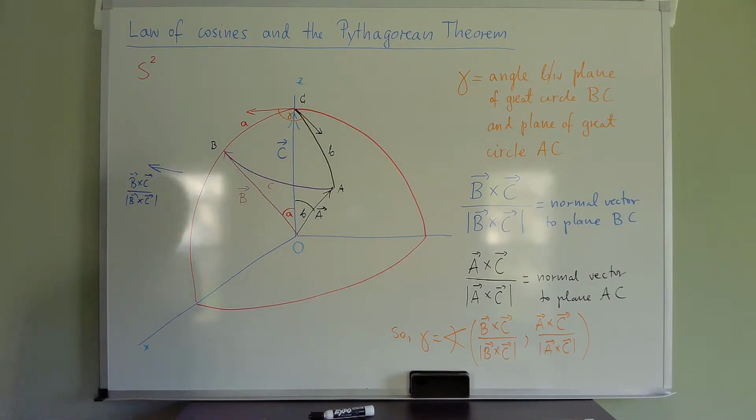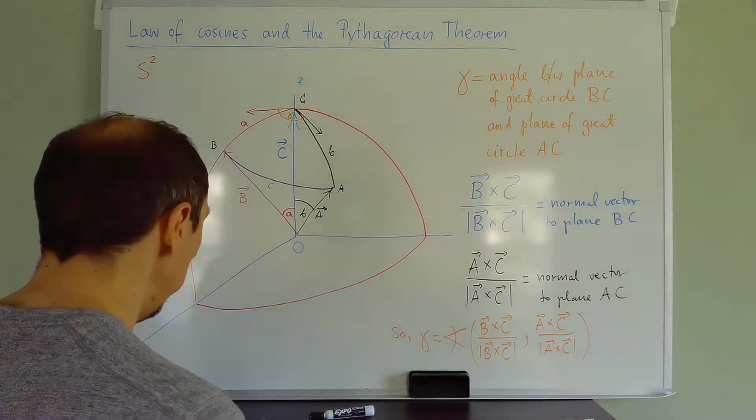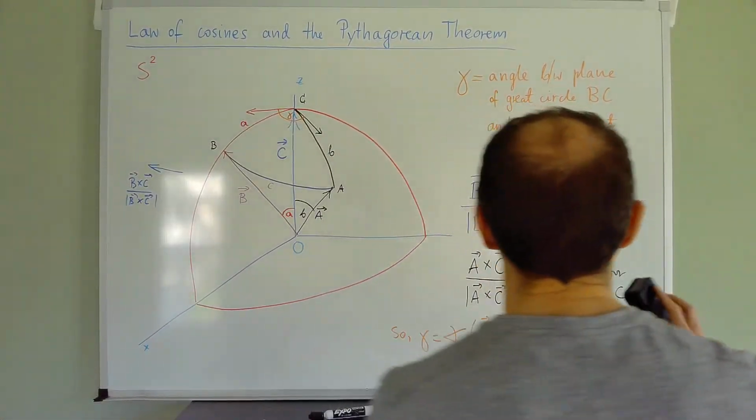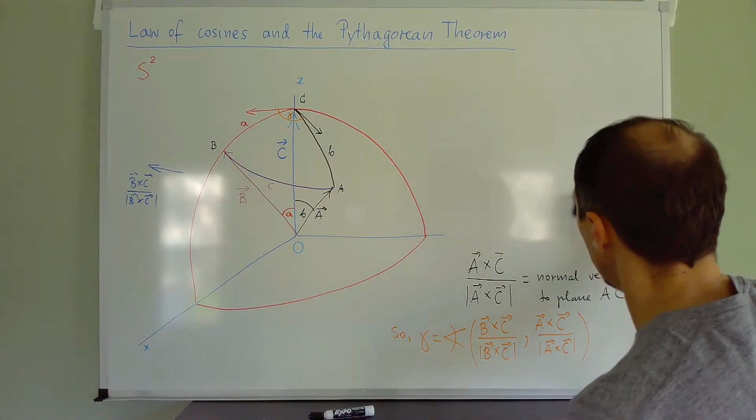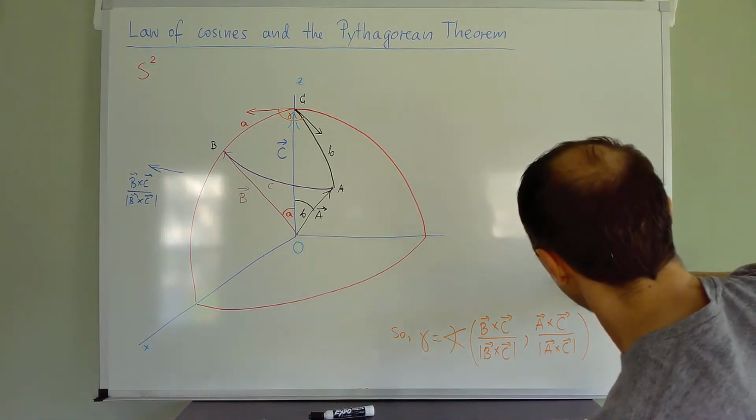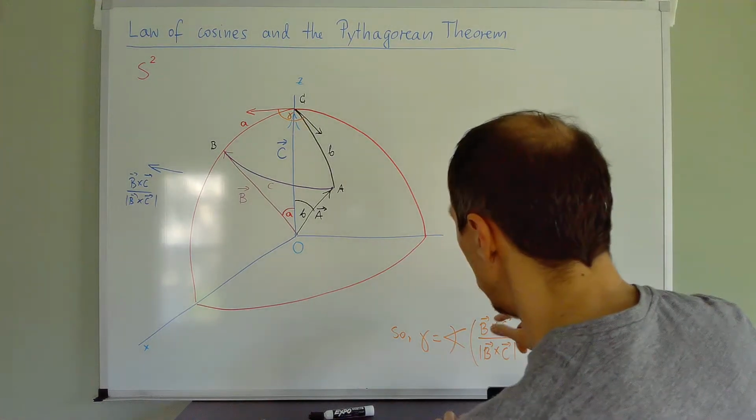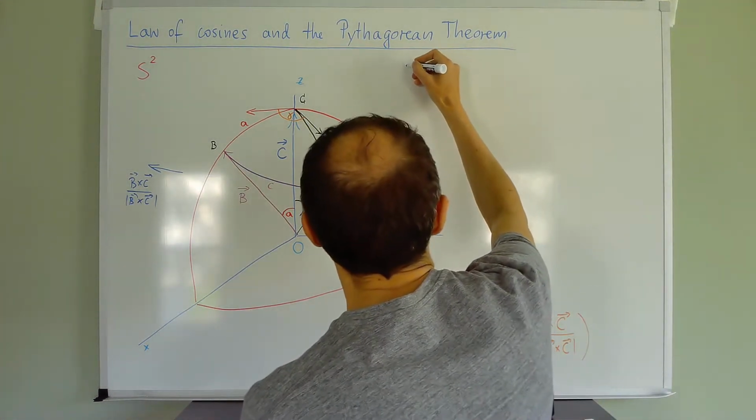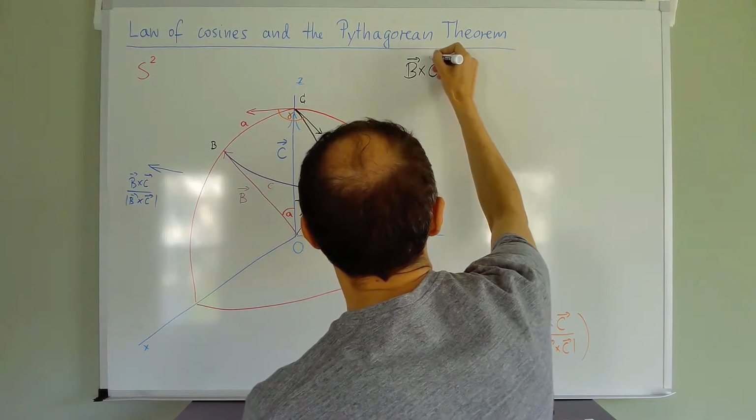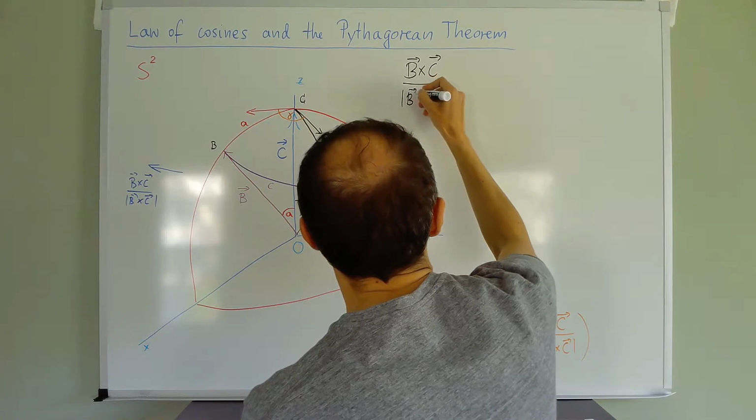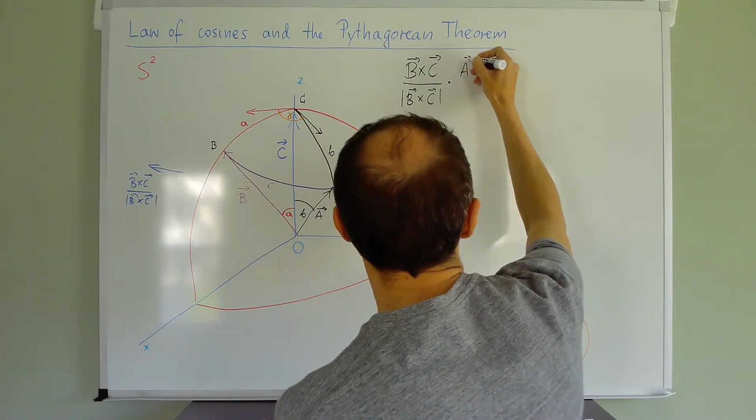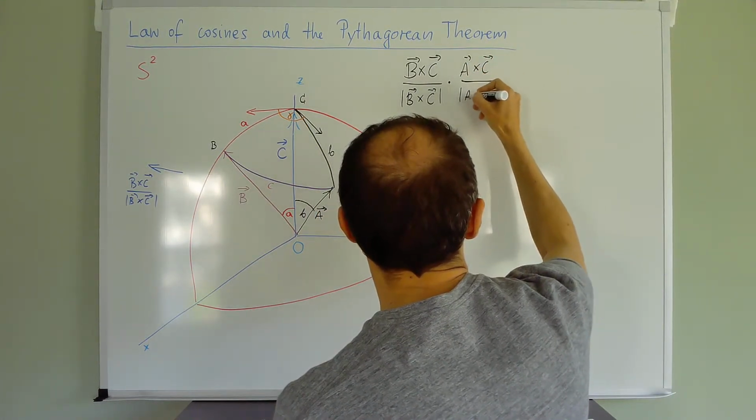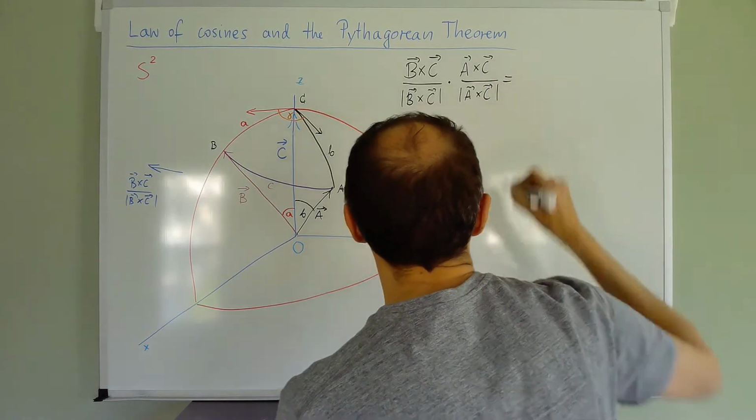So now I want to compute cosine of gamma. And for this, I'm going to use the formula for the dot product. So I can already erase this. I'll still leave for you the picture so you can see what's going on. If I do a dot product between these two vectors, B cross C dotted with A cross C, then let's think what I get.